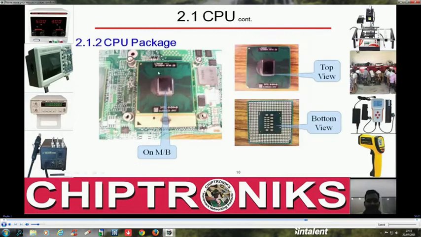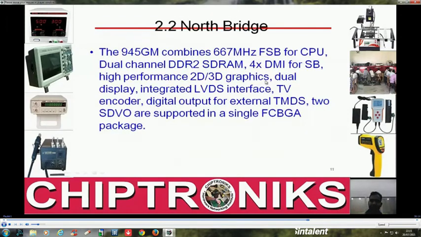This is the CPU package. This is the top view of a CPU, and this is the bottom view of the CPU. On the bottom side you see the pins, and on the top side you see this is a core.